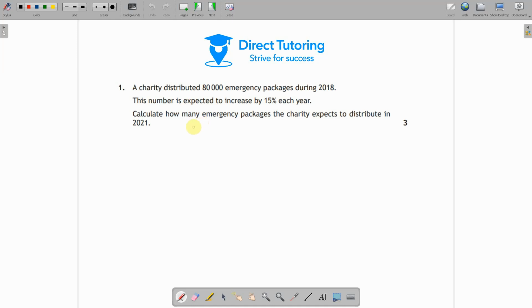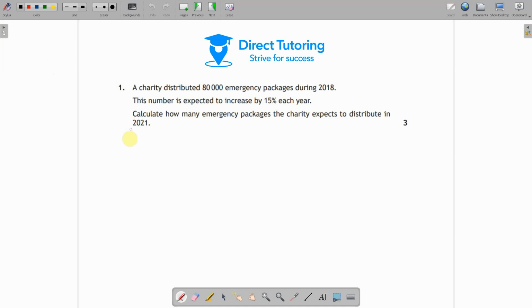a percentages question. And it gives us a charity distribution of 80,000 emergency packages during 2018. The number is expected to increase by 15% each year. Calculate how many emergency packages the charity expects to distribute in 2021.